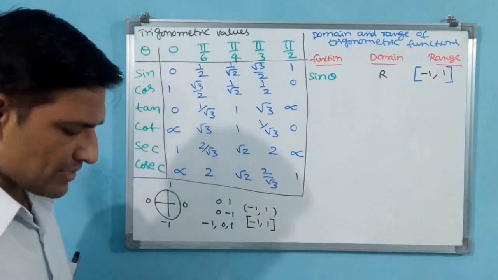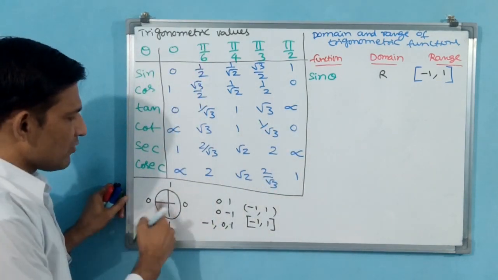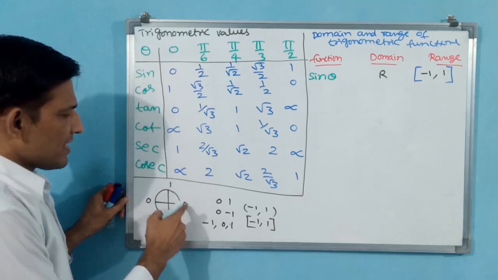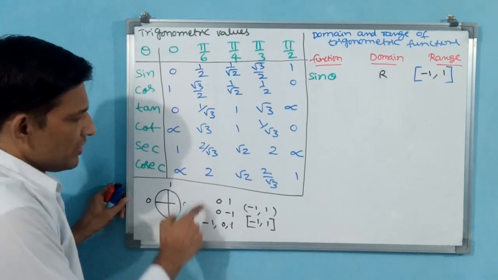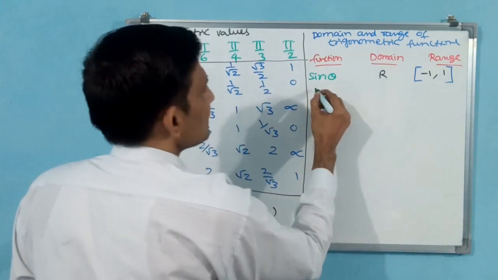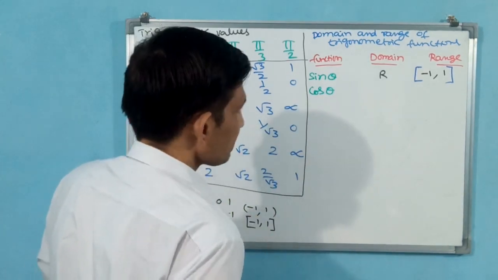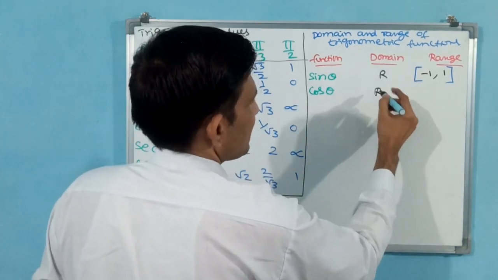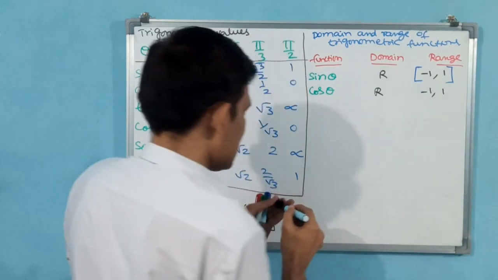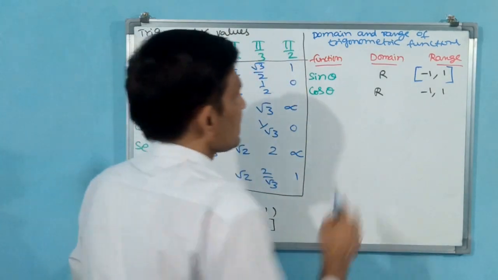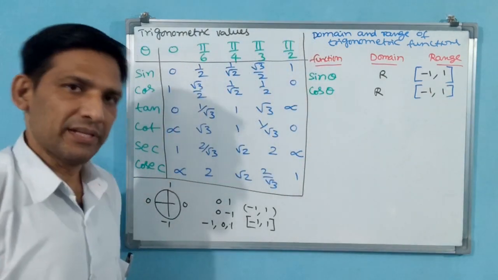You need not discuss much about this cos theta. Let me write this one. Why? Because in this circle diagram also the values are reversed. Here 1, 0, minus 1, 0 will come for cos theta, but the same type of values only are going to come. I am writing here, you see cos theta. The domain is the same, R, and the range is minus 1 to 1, same like sin theta only. These values are going to appear.